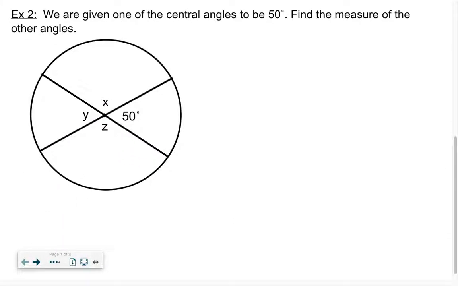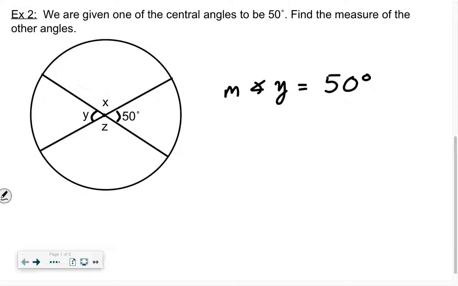For example number 2, we're given one of the central angles to be 50 degrees and we want to find the measure of the other angles. If we take a look at the diagram here, the first one that you're probably going to choose is the angle y. We know that because it's opposite of the 50, those two angles are congruent. So the measure of angle y is going to be 50 degrees. Again, we call those vertical angles or opposite angles.